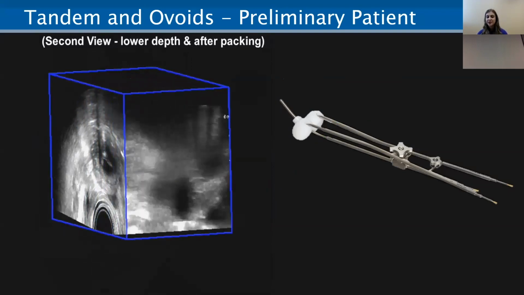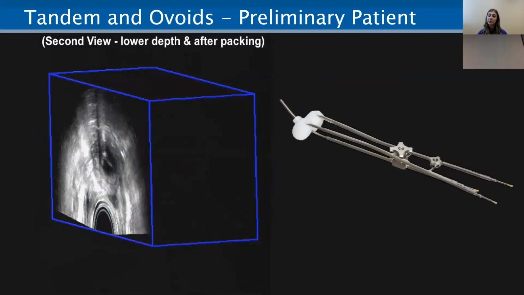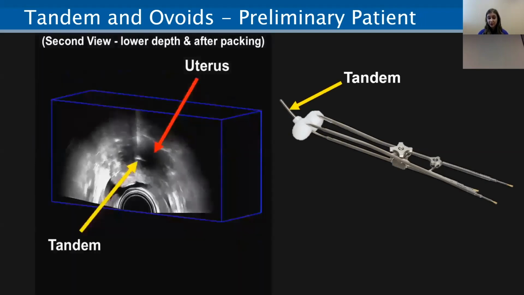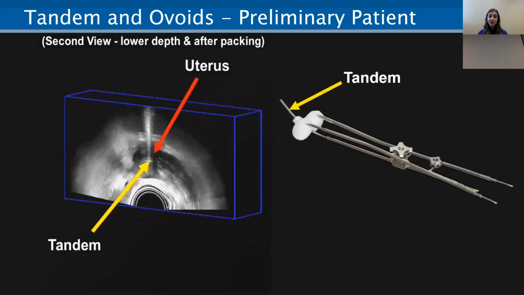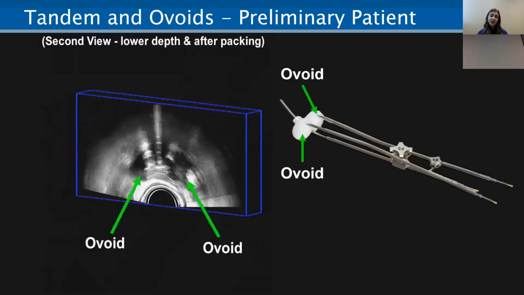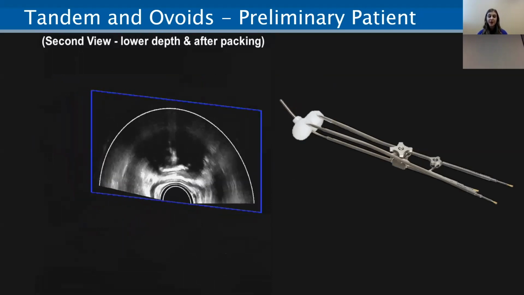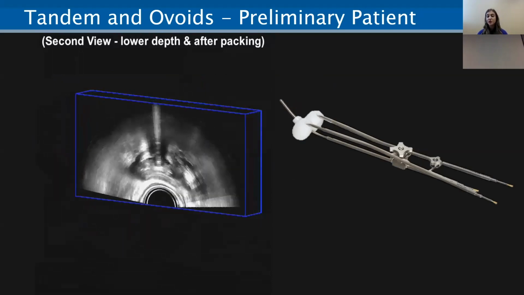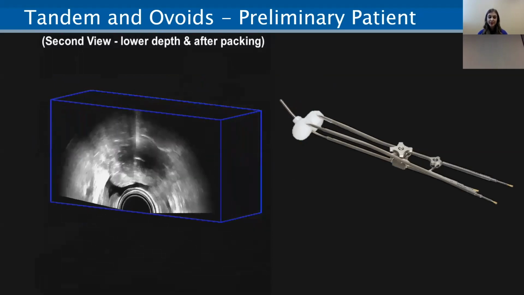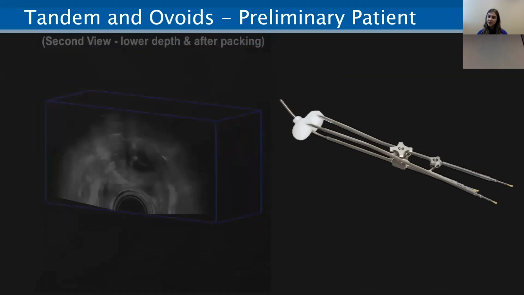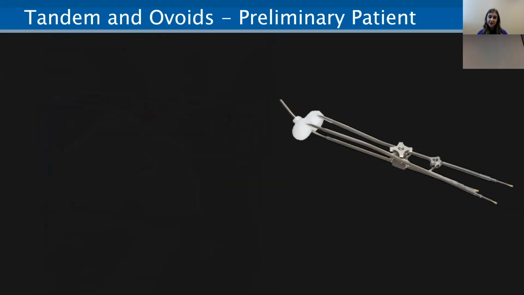As well, we were able to see a number of anatomical markers, which would be important if we do want to plan. So again, we can see our uterus in this reconstructive view with the tandem passing through the center of the uterus. And in this reconstructed view, we can also see where those ovoids fall as we pass through, and you might see some bright spots in the center, which are those source channels within the ovoids. And so we found that this was a really promising first image in order to investigate this solution further in the future.